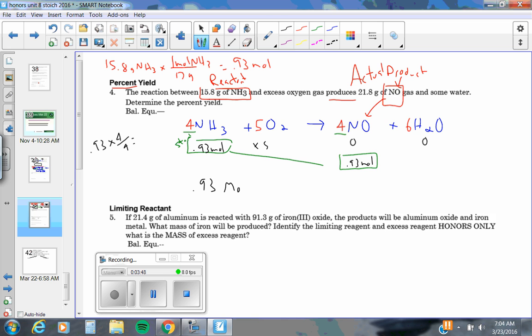0.93 moles. This stuff is big N, big O. How much does 1 mole of NO weigh? That's 14 plus 16, which is 30 grams. Those numbers come from the periodic table. 0.93 times 30 equals 27.9 grams of NO. That's how much we're supposed to theoretically get.